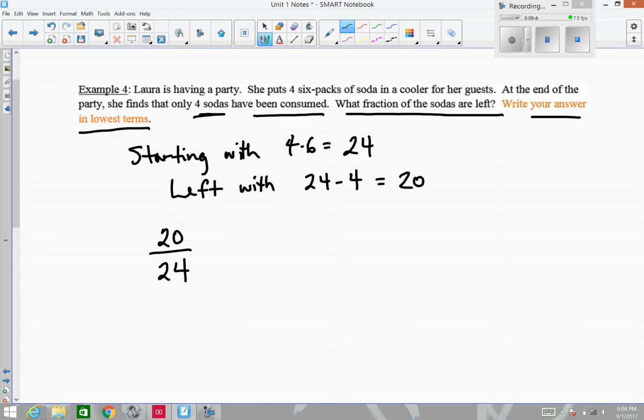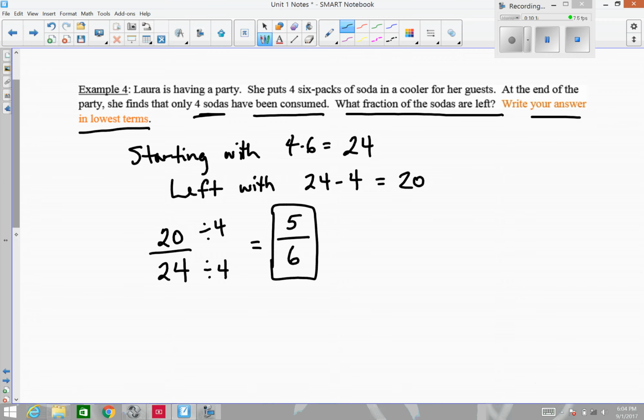Some of you might recognize that there is a greatest common factor with 20 and 24, and you might recognize that that is 4. So if I reduce it by dividing top and bottom by 4, I'm going to get 20 divided by 4 is 5. 24 divided by 4 is 6. And I want to just take a look at that and make sure there are no common factors between my numerator and denominator. There's nothing common between the 5 and the 6, so I'm finished.